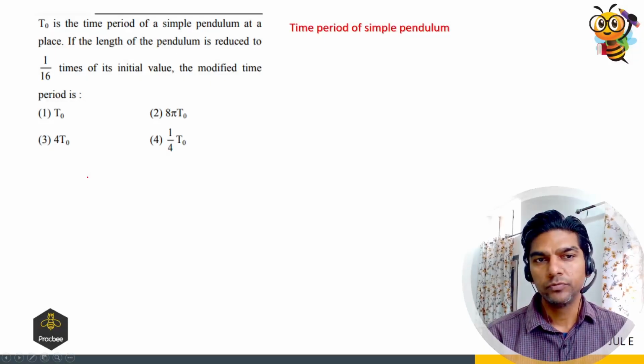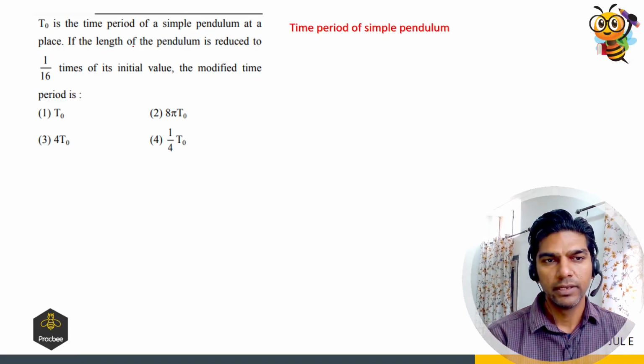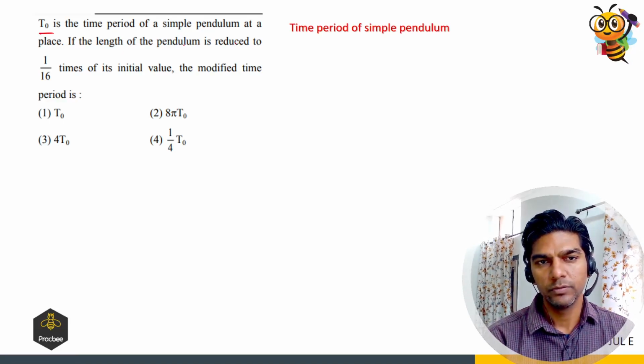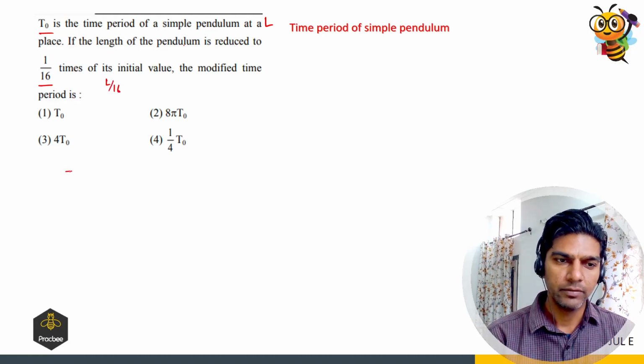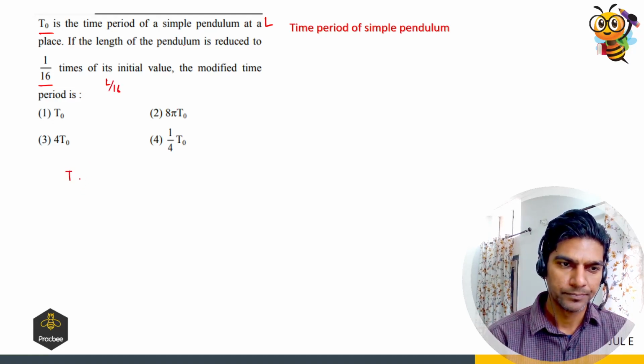T0 is the time period of a simple pendulum at a place. If the length of the pendulum is reduced to 1/16th of its initial value, it means if the original length is L, it has become L by 16. The modified time period: we know that time period is given as 2 pi root L by G.